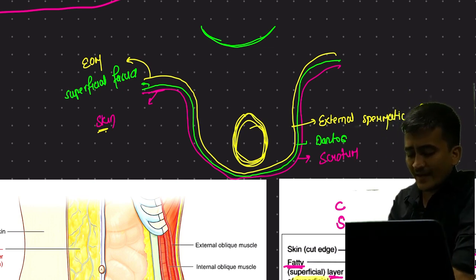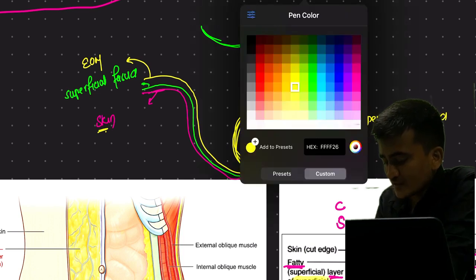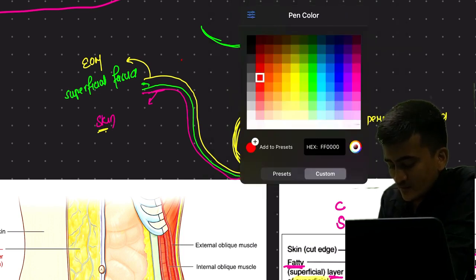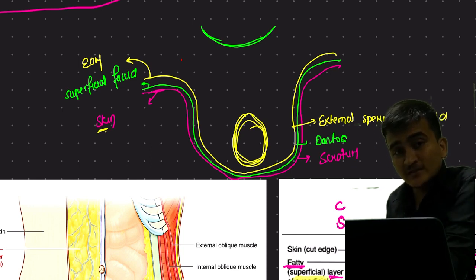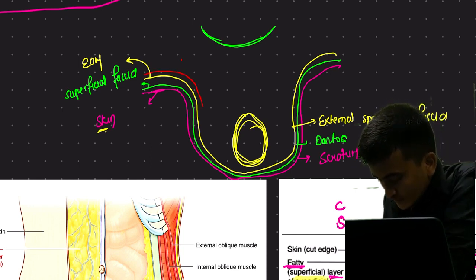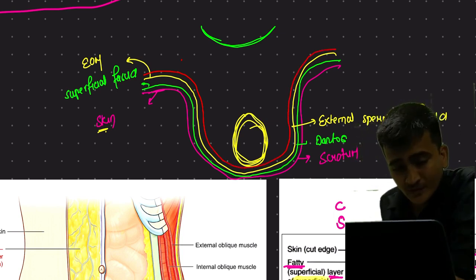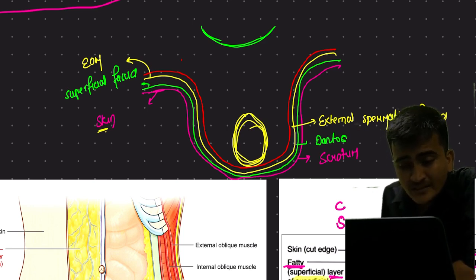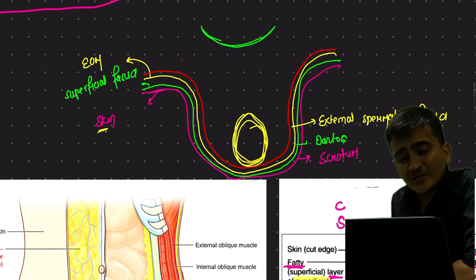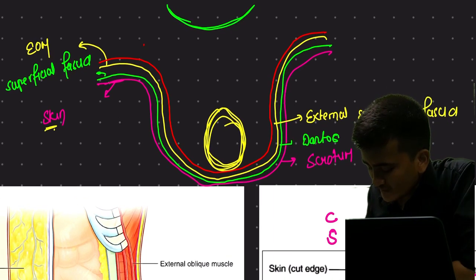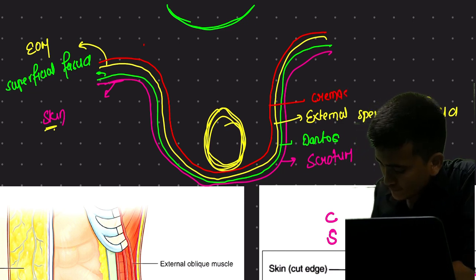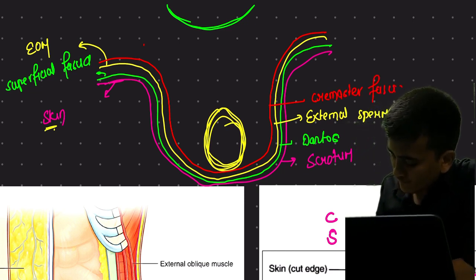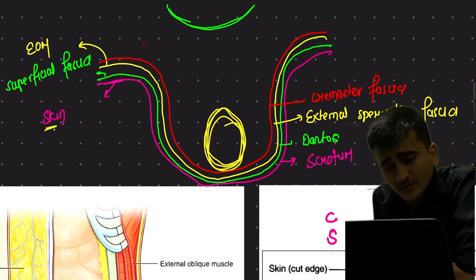Now inside external oblique muscle, what do we have? We have internal oblique muscle. Talking about this internal oblique muscle, what will it contribute in the testis area? This internal oblique muscle will form the cremaster fascia.